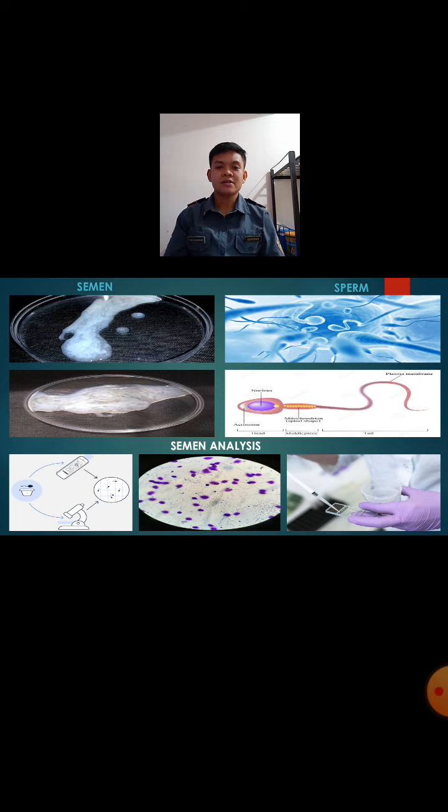And the last, semen analysis. It's of great value in medico-legal practice, like alleged rape cases or sexual assault. The primary aim of forensic semen analysis is to sample and examine smears or other biological material taken from the assailant, the victim, or stains found on clothes and other evidences.